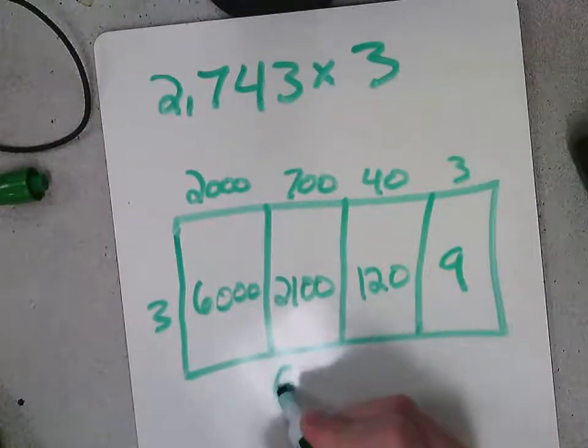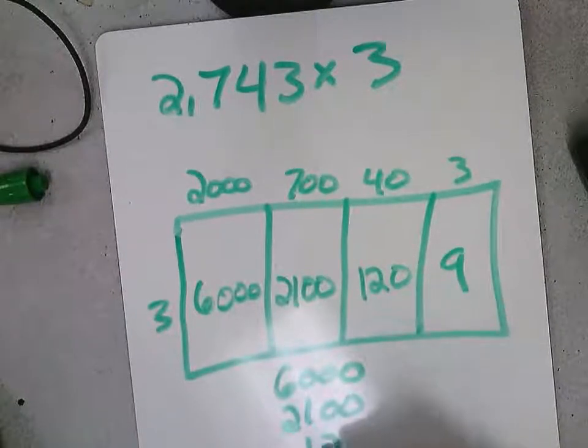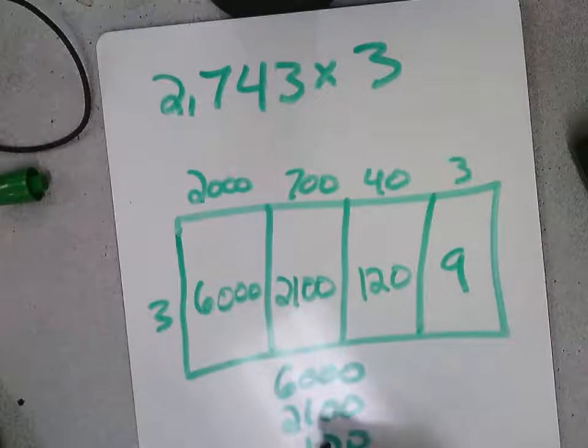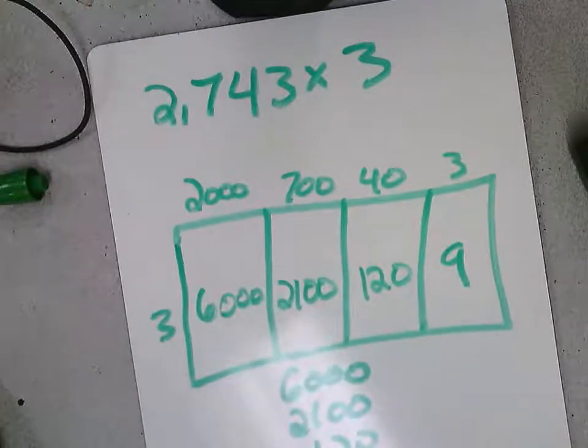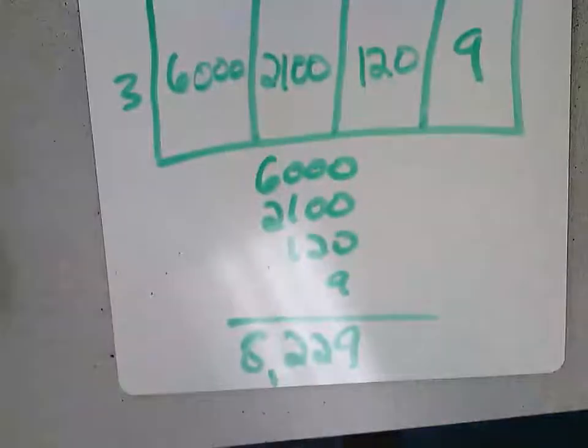Now we add these up, 6,000, 2,100, 120, and 9. And we add them up, 9, 2, 2, 8, giving us our answer of 8,229. Okay?